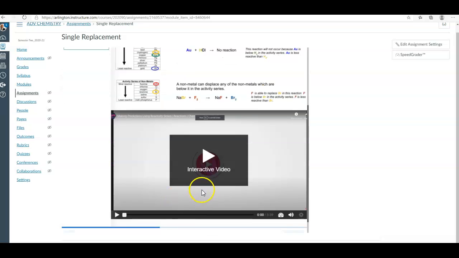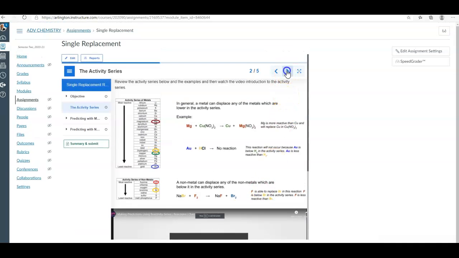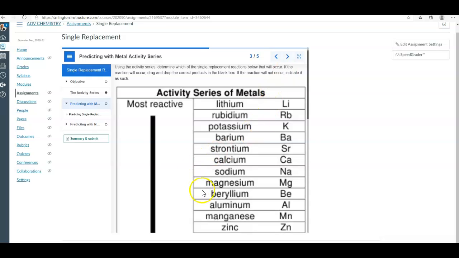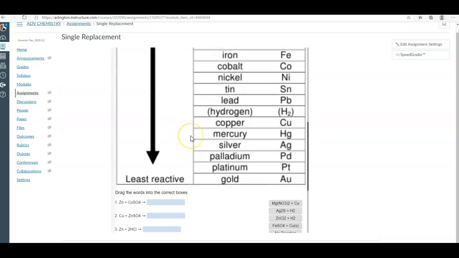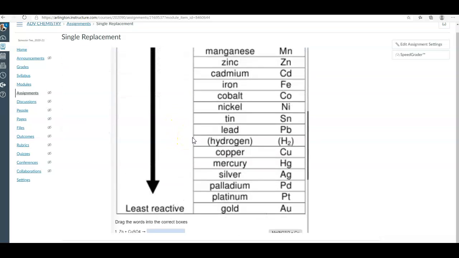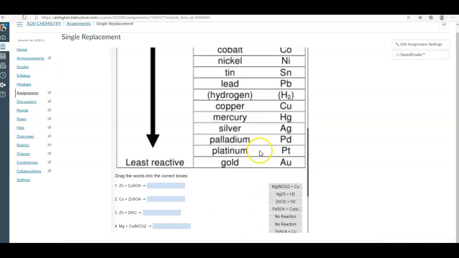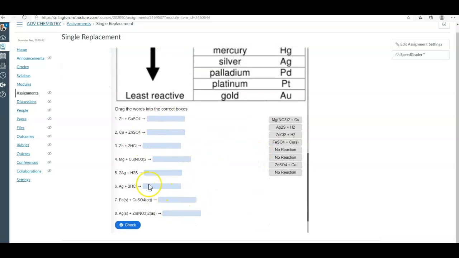Now you can watch this video later once I'm done with this brief introduction. And let's look at one or two examples here. Predicting with metal activity series. Now, what I want you guys to do on this activity is use this activity series to complete this drag and drop problems. Now, if we look at the first one, let's look at the first one together. Zinc reacting with copper sulfate.